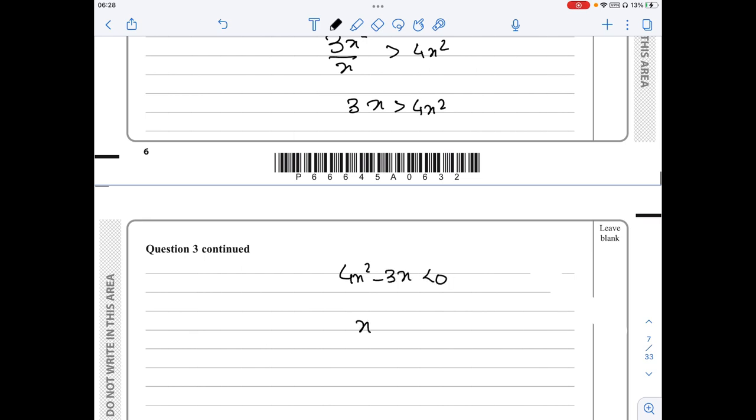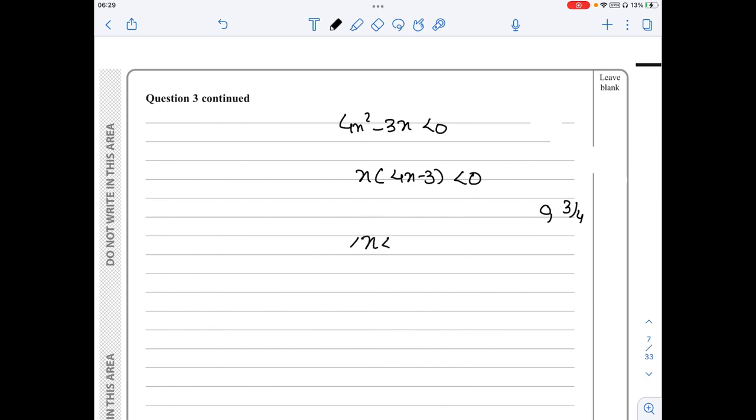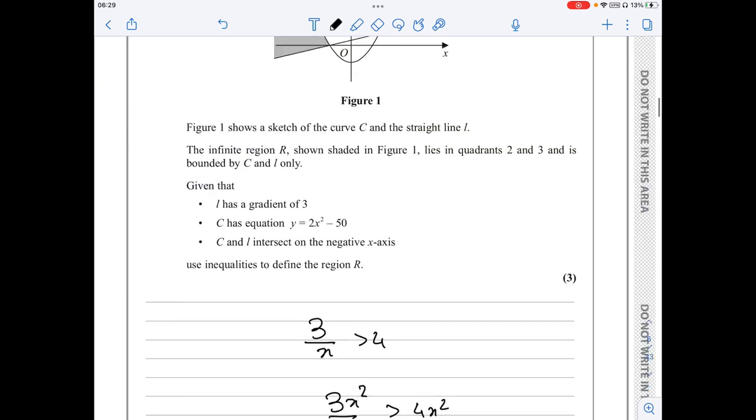So what do I take? X common. x times 4x minus 3 is less than 0. So the critical values are 0 and 3 upon 4. So x lies between 0 and 3 upon 4. Next, what is he asking?